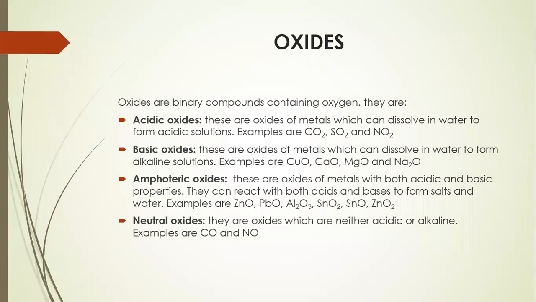As the name sounds, they are neutral. They are oxides that are neither acidic nor alkaline, so they are in between an acid and a base. You have carbon monoxide and nitrogen oxide. These two are just examples of substances that are neutral in nature. They are not acidic, they are not basic. They are in between.